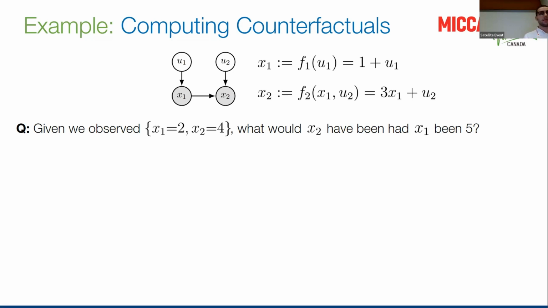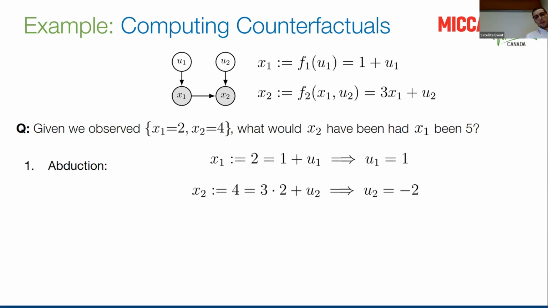So how can we answer this following this graph? Let's follow our counterfactual inference steps. The first step was abduction. We know that x1 was equal to 2, and we know that the mechanism for x1 is 1 plus u1. So that implies that u1 must be equal to 1. Using the same logic for x2, we know that x2 is equal to 4. So we plug in the value for x1 into the mechanism of x2, and we can deduce that u2 must have been -2.